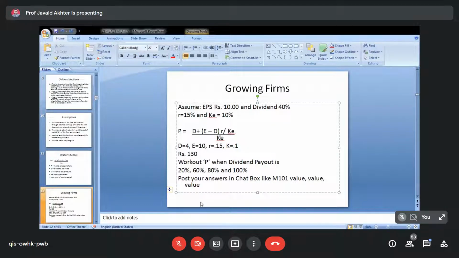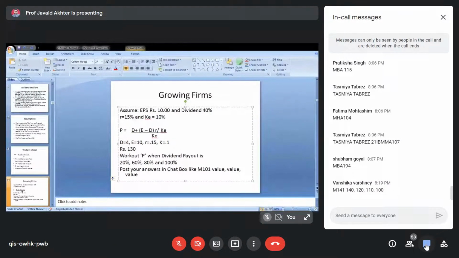No change. Okay. Find out what will be the value of P if DPR, dividend payout ratio, is 20%. Once again, find out if it is 60%, 80%, and 100%. Once you make these calculations, in the chat box, you write an answer like I am typing. Just like this, I am typing M101.